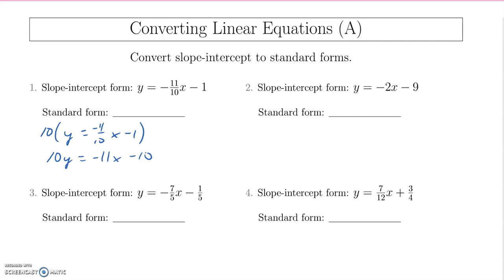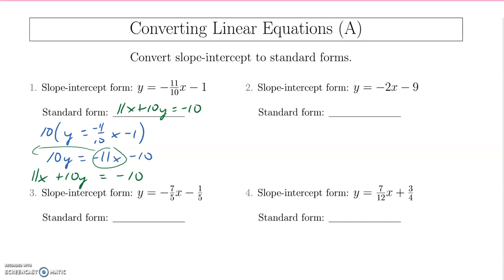Now you have to have it in the correct order for standard form as well. First of all, we took care of the fractions, but it needs to be x, y equals a number. So I need to move my 11x to this side, so I need to add 11x to both sides. That would be 11x, and there's my 10y, and then I can leave that minus 10 on the other side. So in standard form, this would be 11x plus 10y is equal to -10.